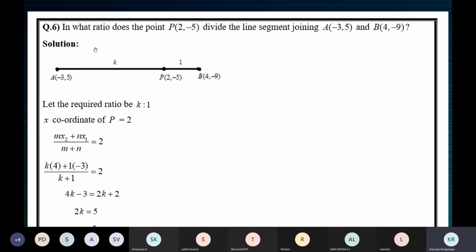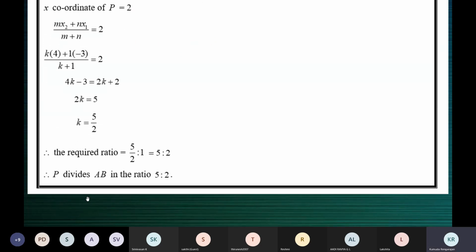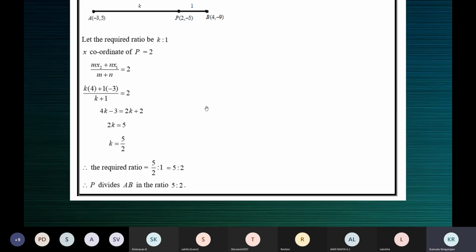Remember, you can find the ratio using the x coordinate of the point of division or the y coordinate of the point of division. Here I have used the x coordinate of the point of division. Let the ratio be k is to 1. How do we find the x coordinate of the point of division? This is the expression mx2 plus nx1 by m plus n, and that is equal to 2. Simply substitute the values, find the value of k, and hence find the required ratio. I'll do this quickly, children.